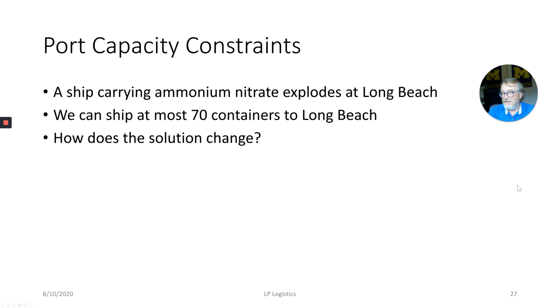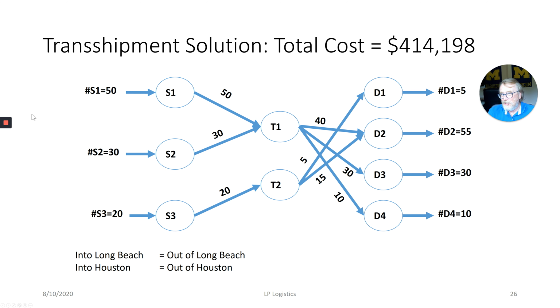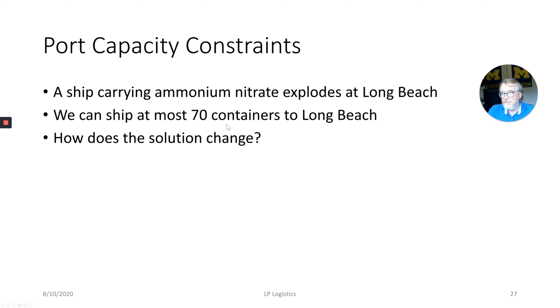Great. All right, we could also put a port capacity in. I hope this doesn't happen, but let's suppose a ship carrying ammonium nitrate explodes in Long Beach. And now Long Beach has a constraint. We can't ship as much as we want to Long Beach, but we can only ship 70 containers, right? If we go back and look, we're currently shipping 80 containers, but now we can only ship 70. And so we want to know how the solution changes.